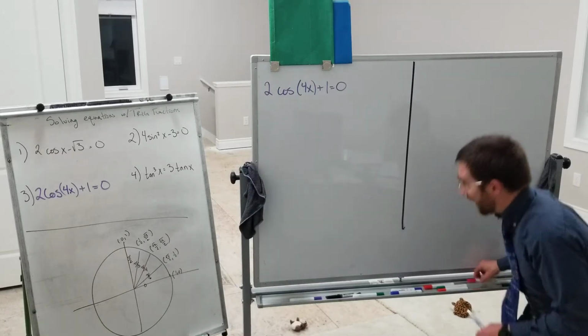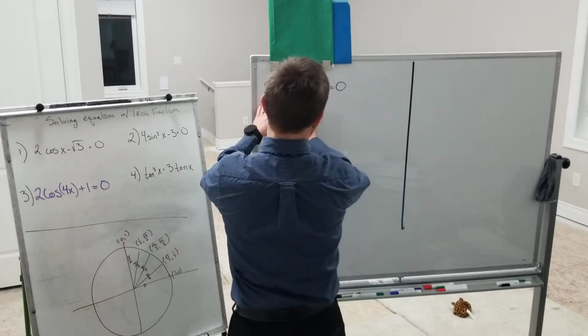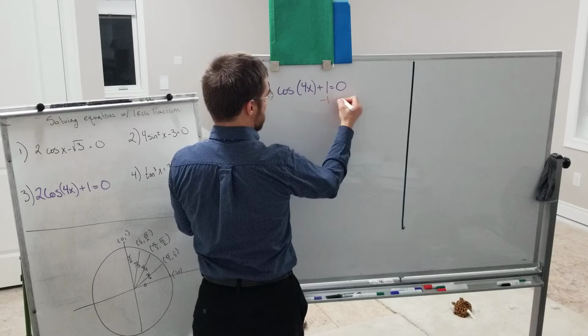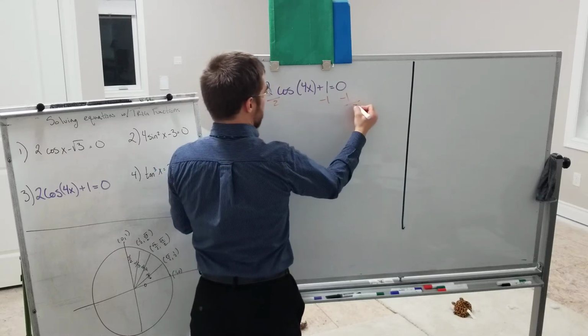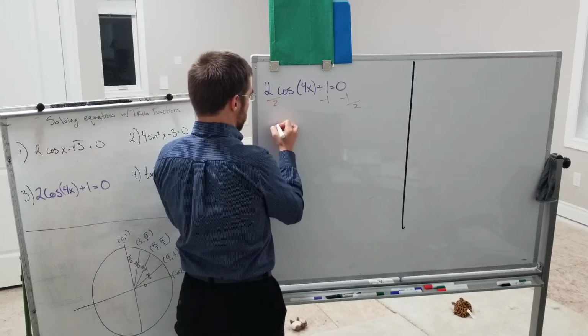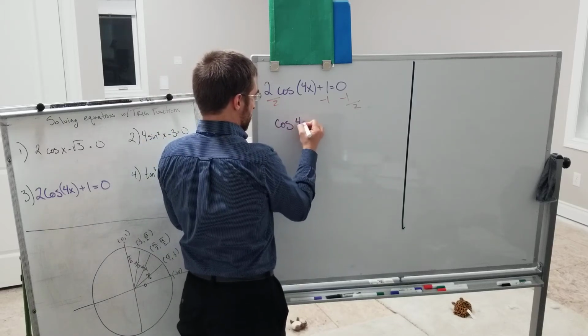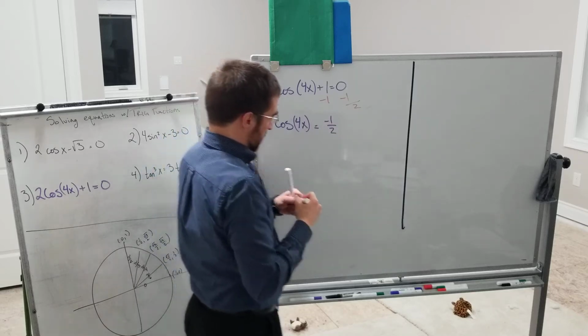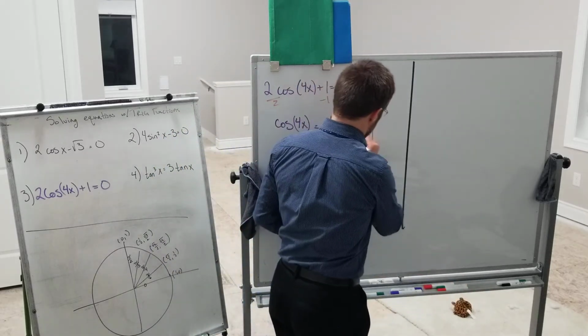So let's go ahead and do that. We're going to solve for cosine 4x. We're going to get rid of the plus 1. We're going to get rid of the multiply by 2 by subtracting 1 and dividing by 2. Right? That means cosine 4x equals negative 1/2. All right, let's get our unit circle out.